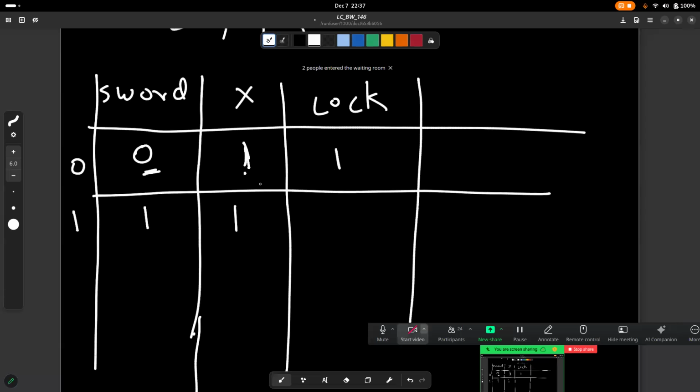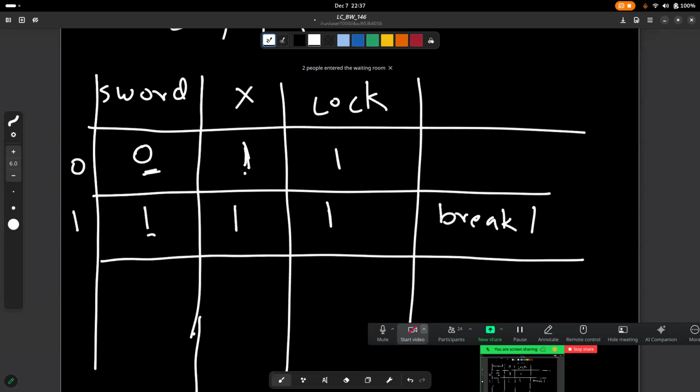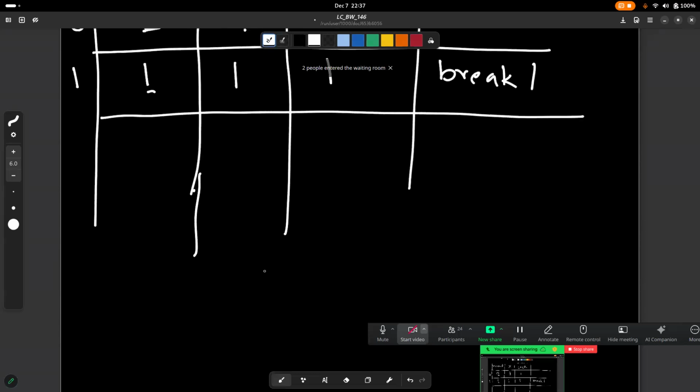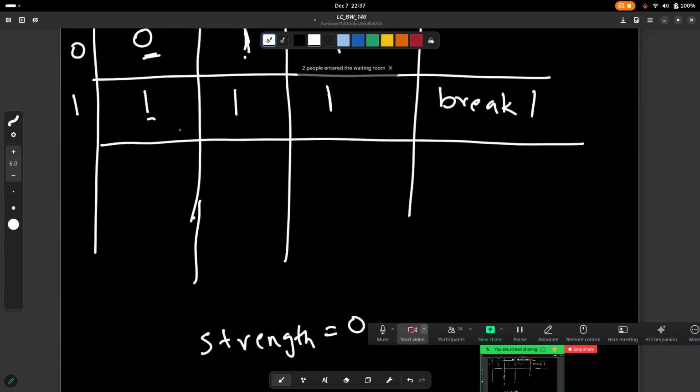In the first minute, my lock has strength 1 and my sword has strength 1, so my sword has the strength required to break the lock. So I break lock number 1. Now, two things happen when I break lock number 1. First, my strength is set to 0. My strength becomes 0.